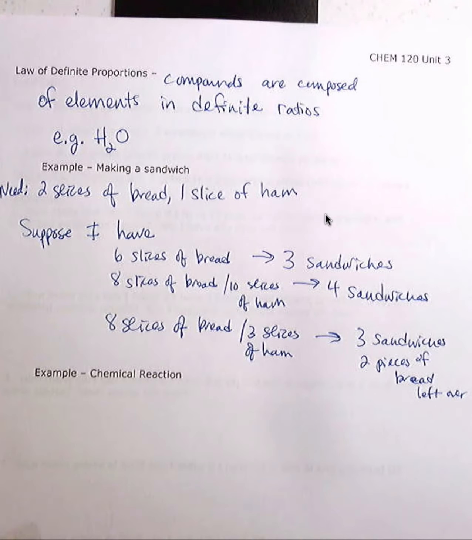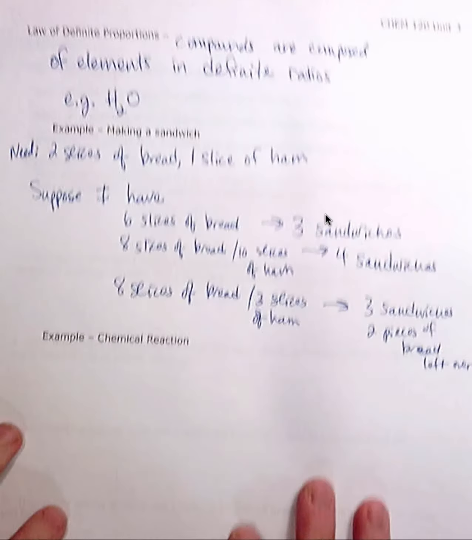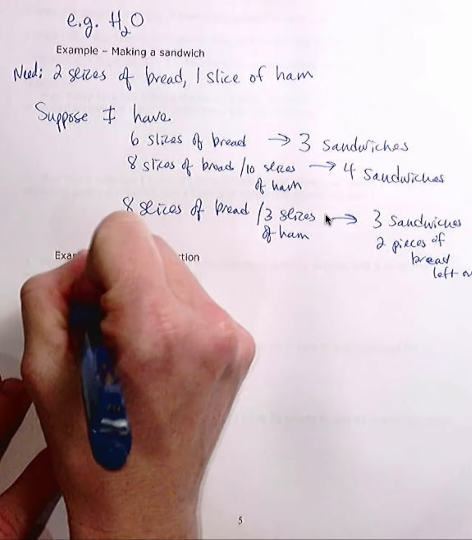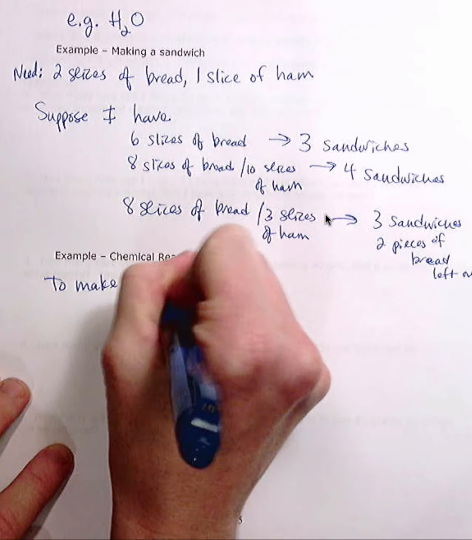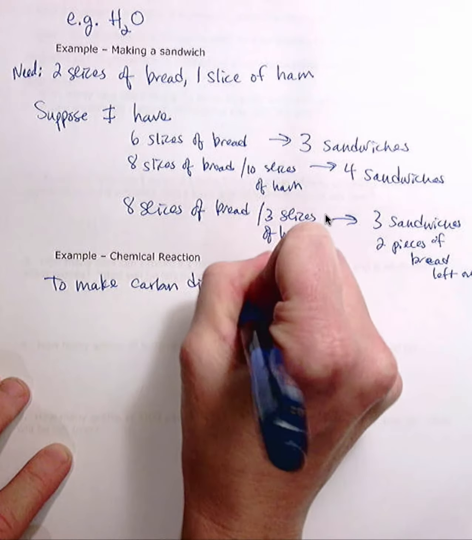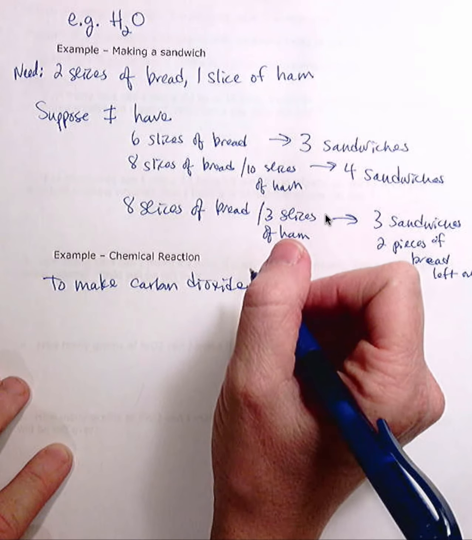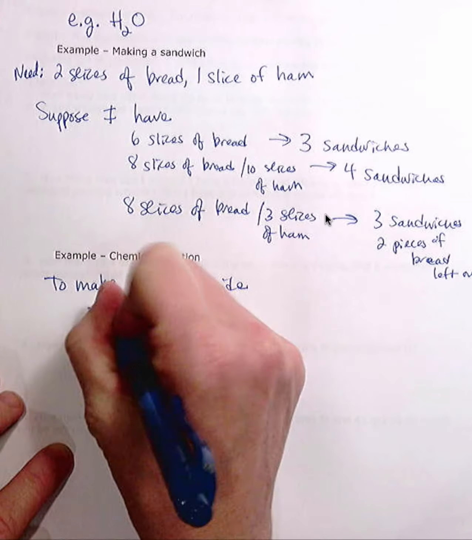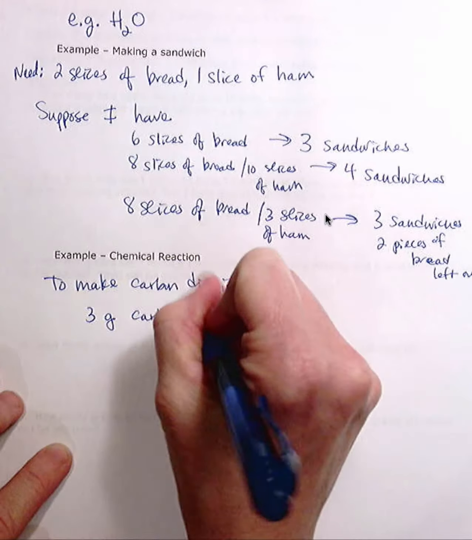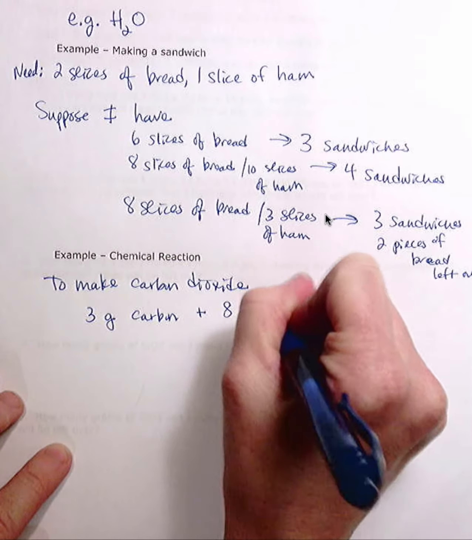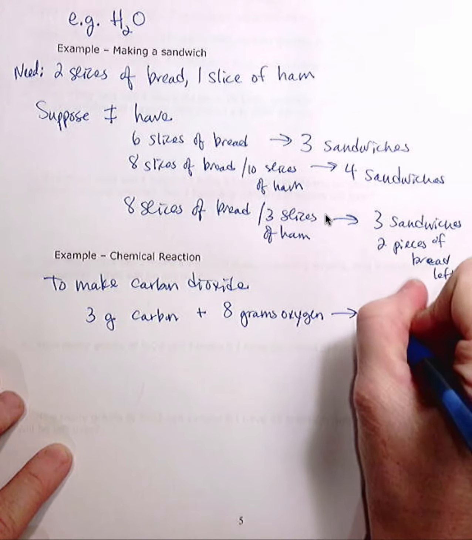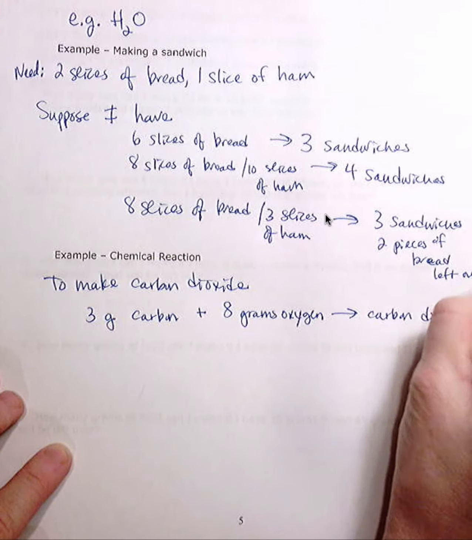Okay. So now let's talk about a chemical reaction. To make carbon dioxide, carbon must react with oxygen in a very specific ratio. So you have 3 grams of carbon plus 8 grams of oxygen, and that gives you carbon dioxide.